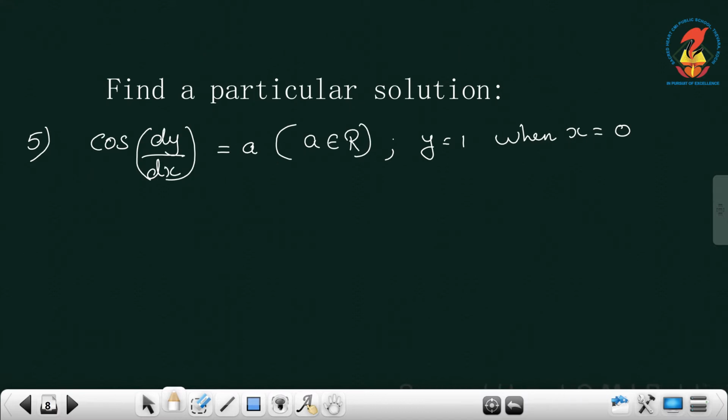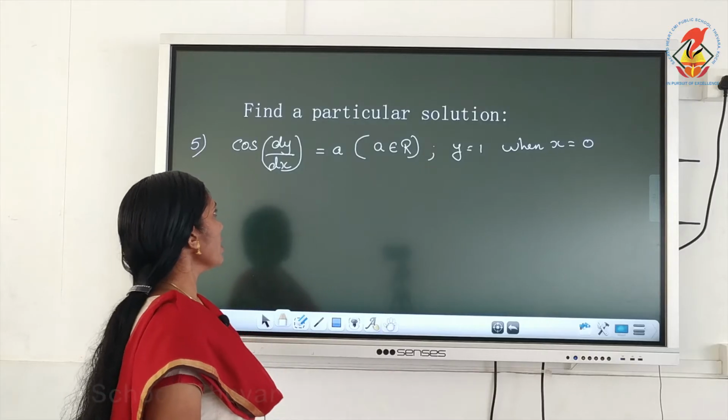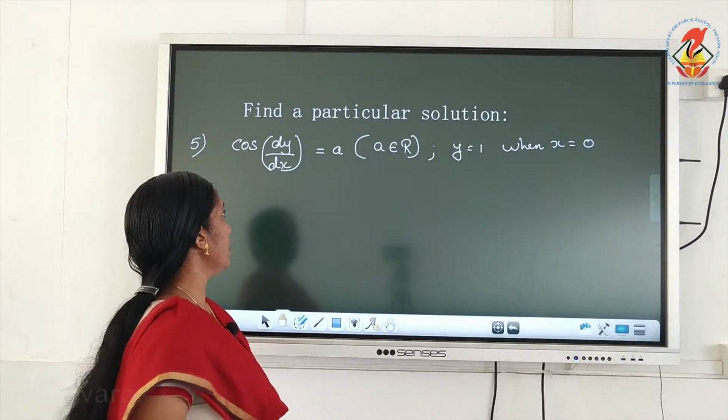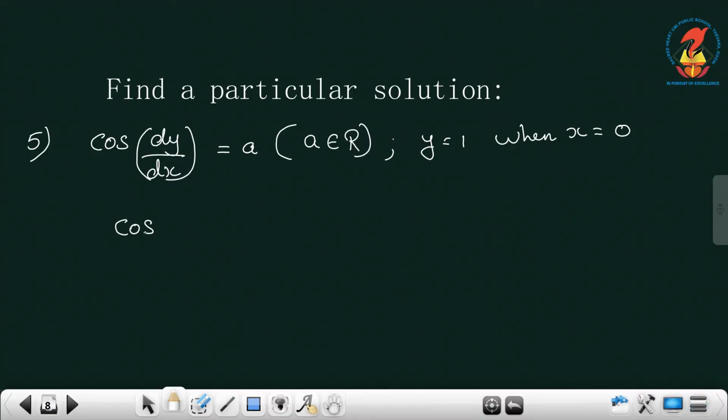Find a particular solution of cos(dy/dx) = a, where a is a real number, given the condition y = 1 when x = 0. So here we have to find the particular solution. cos(dy/dx) = a, where a is a constant, a real number.